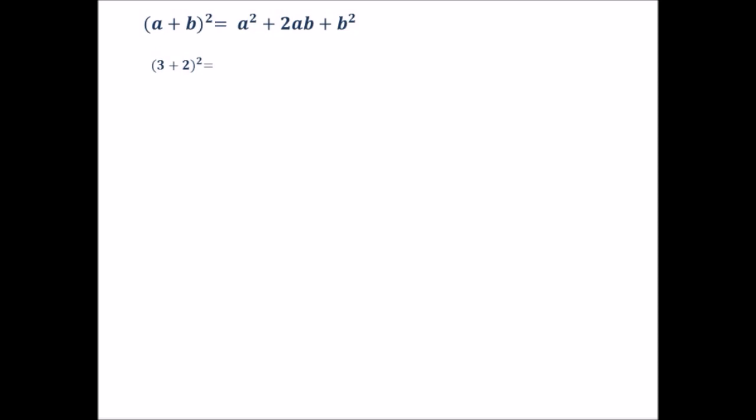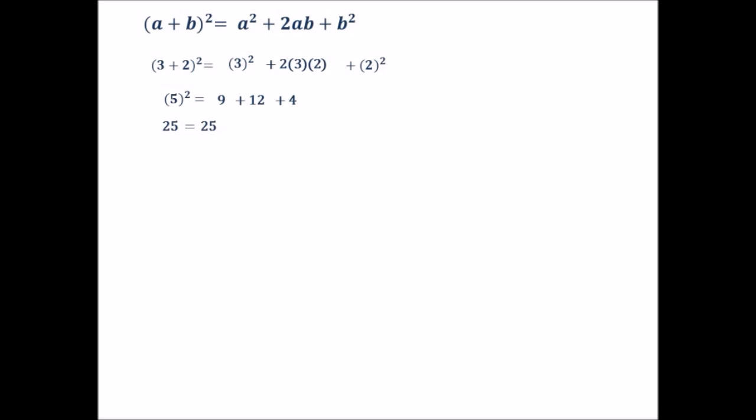So a² means 3², plus 2ab, that is 2 into 3 into 2, plus b², that is 2². So we'll have 3 plus 2 as 5², equals 3 3s are 9, plus 2 3s are 6, 6 2s are 12, plus 2 2s are 4. So if we add everything, 4 plus 12 is 16, 16 plus 9 is 25. So 5² is 25, equals 25.